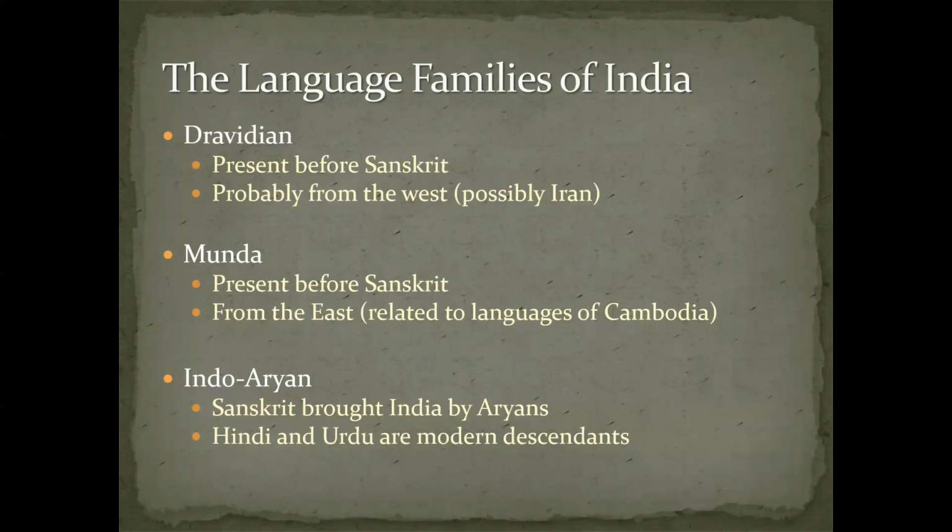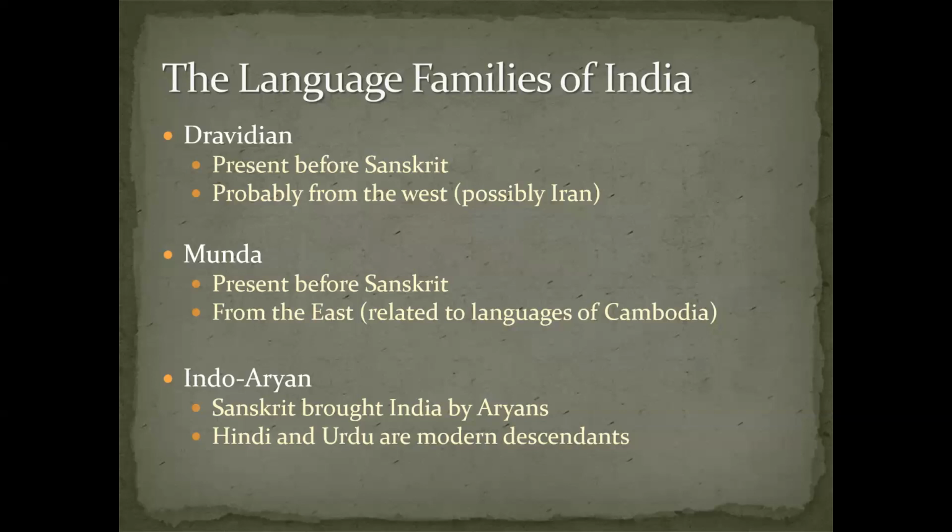The Dravidian, in the southern part of India, is one of the language groups present before Sanskrit. Sanskrit's the language of the Aryans, which we'll come back to. It probably came from the West, probably from Iran. There's a lot of overlap between Indian and Iranian civilization, lots of connections. Another language group is called the Munda, also in the southern part of India. This language almost certainly came from the East and is probably related to the languages of modern-day Cambodia. So it's more of an Indo-Chinese type of language that gets into that period.